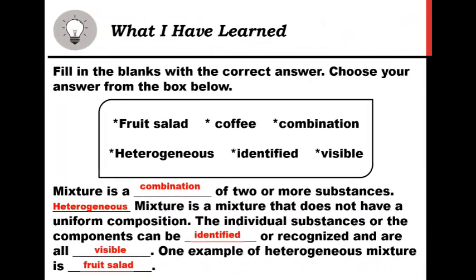Okay, so here are the answers in the activity. Mixture is a combination of two or more substances. Heterogeneous mixture is a mixture that does not have a uniform composition. The individual substances or the components can be identified or recognized and are all visible. One example of heterogeneous mixture is fruit salad.